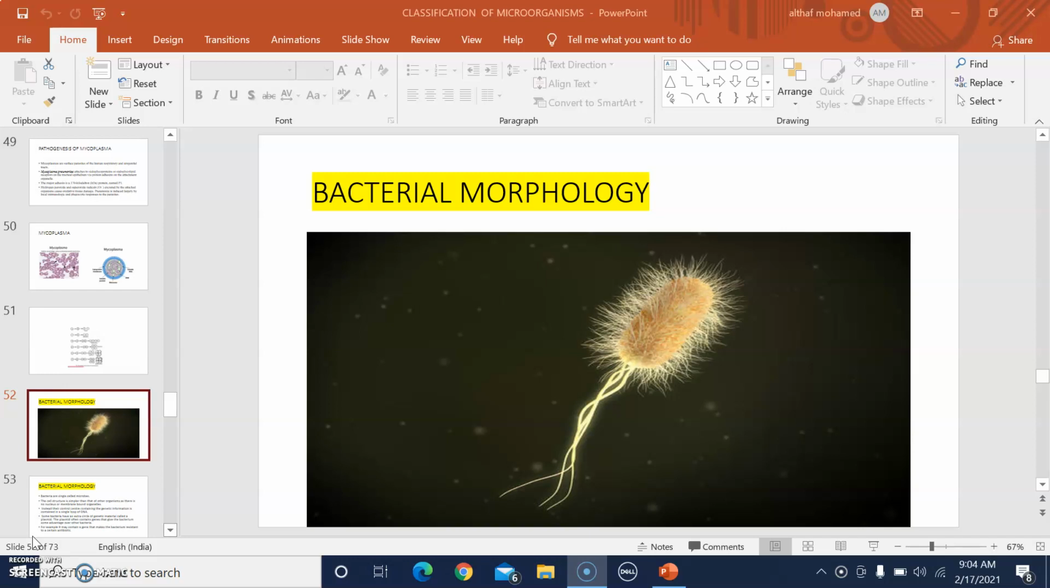So in the previous class we have discussed different classifications of the bacteria based on their size, shape and arrangement. Now we can discuss each morphological detail of the bacteria. Okay. So actually this bacteria, it is a single cell organism.